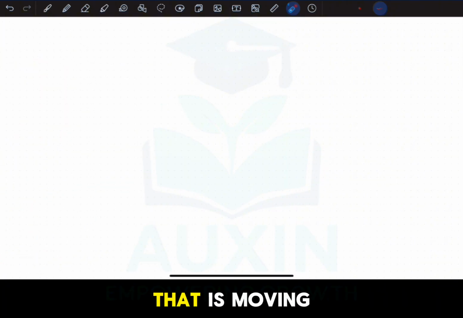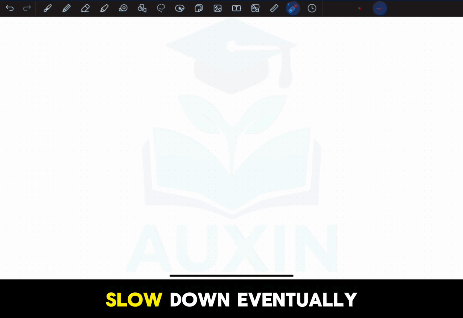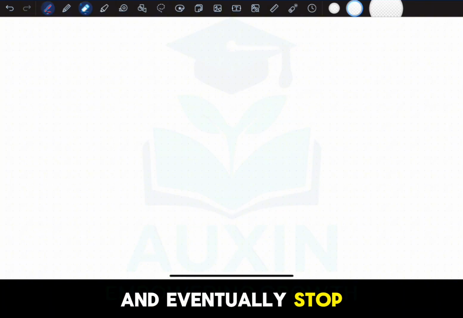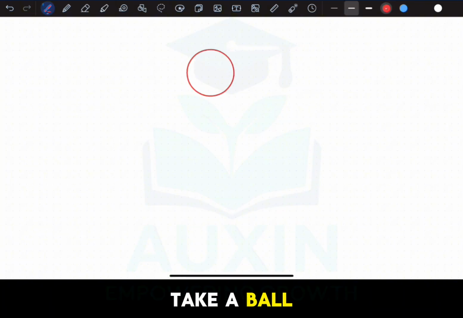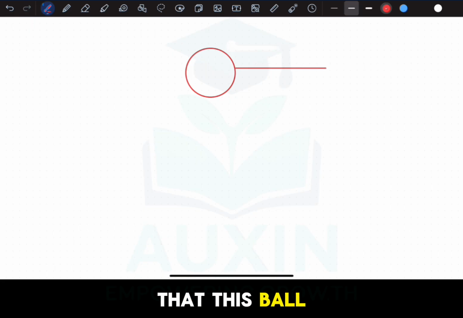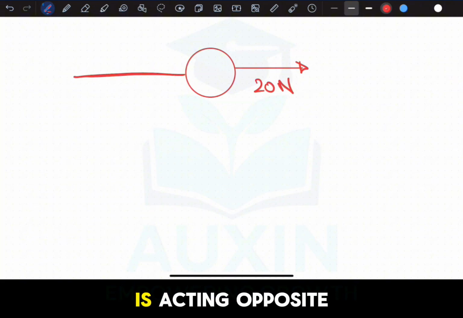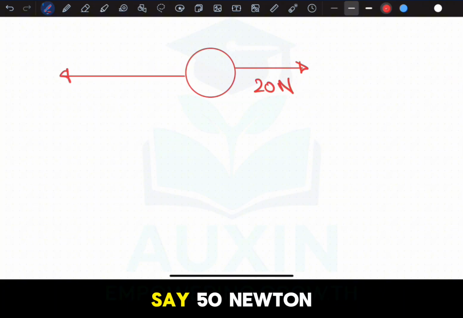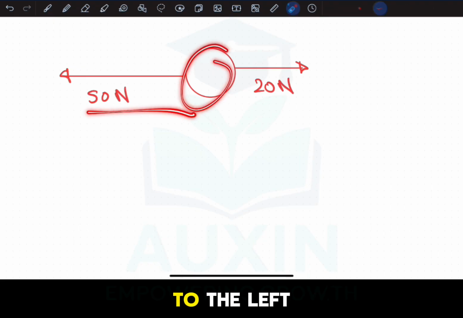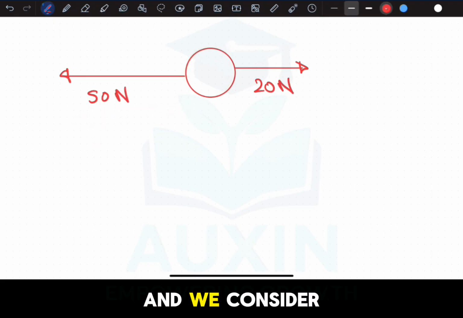Okay. If the force that is moving an object is reduced or countered by a stronger force that is opposing the other force, the object will slow down and eventually stop. For example, let's take a ball, and let's say that this ball is going in this direction with a 20 Newton force, and its friction is acting opposite of this force, that is, let's say, 50 Newton. Okay, so now the resultant force is to the left, right? And we consider left as negative and right as positive for our better understanding.